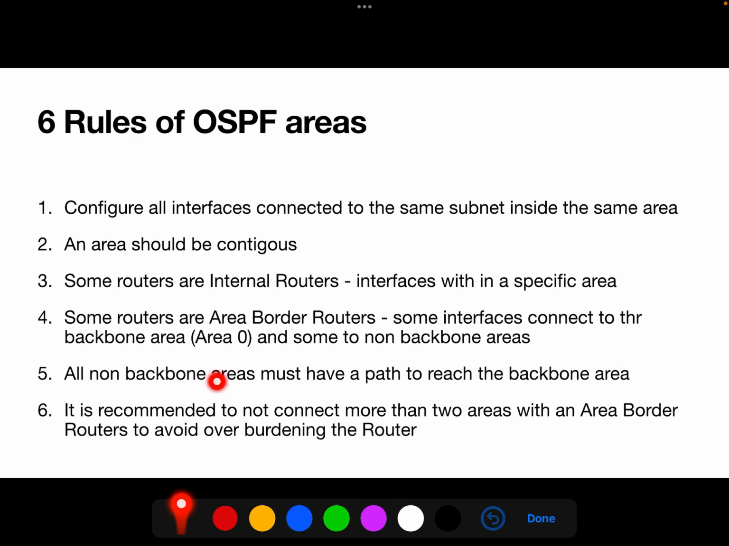So here's where the area border router, the ABR, comes in. There's some interfaces that will connect to the backbone, some that don't connect to the backbone, but this is connecting those areas with each other. Now, it's recommended to not connect more than 2 areas within an area border router to avoid overburdening the router.